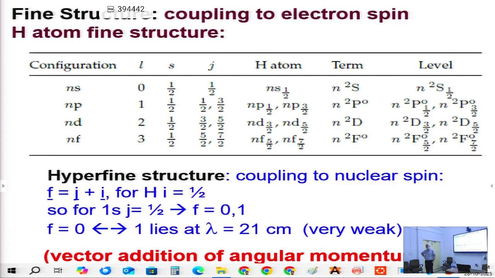Okay? It's an incredibly weak transition. In terms of Einstein A coefficients, the inverse of the Einstein A coefficient, 1 upon A, is the half-life. So it's equivalent to the half-life of a radioactive material, but now this is the radiative half-life. The half-life of the 21 centimeter line is approximately the lifetime of the universe. It's incredibly weak.